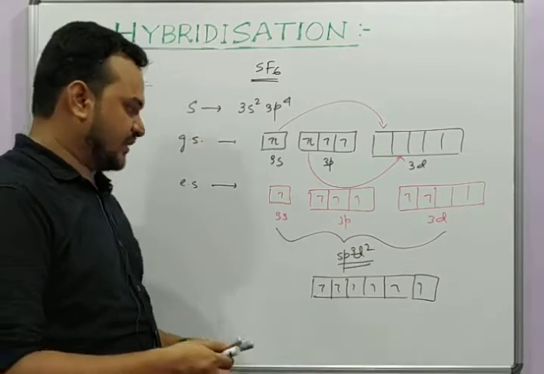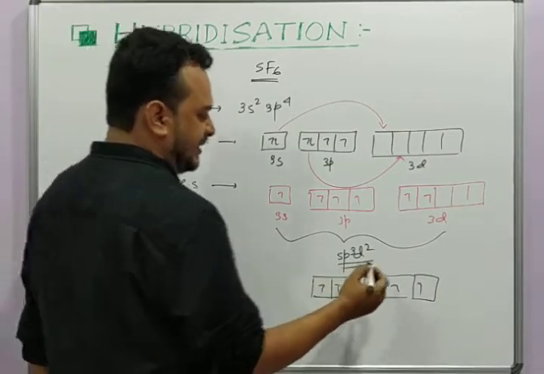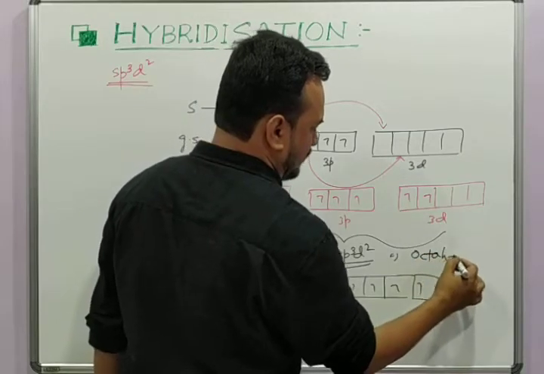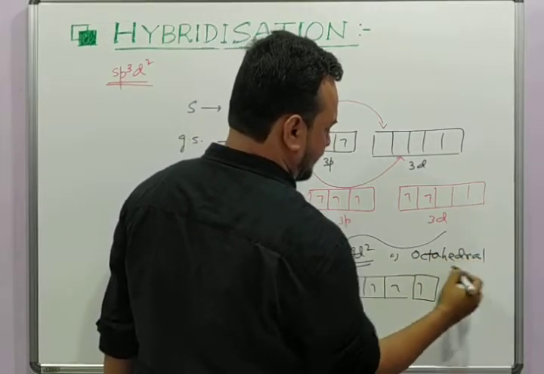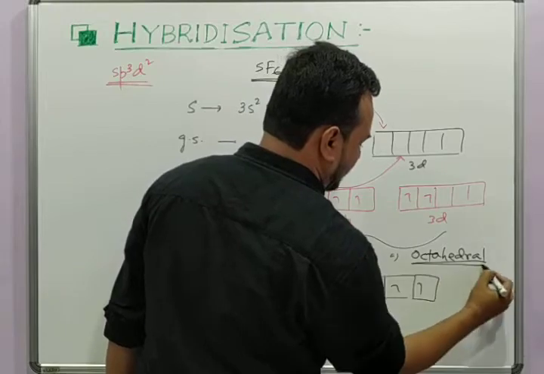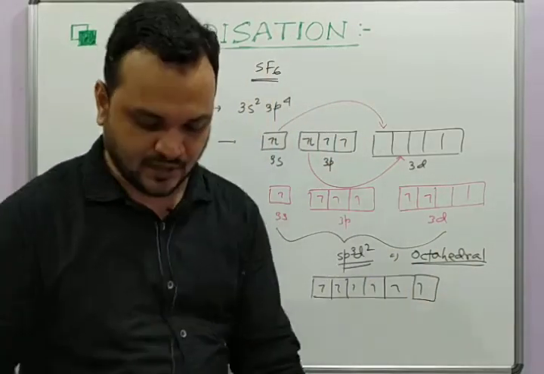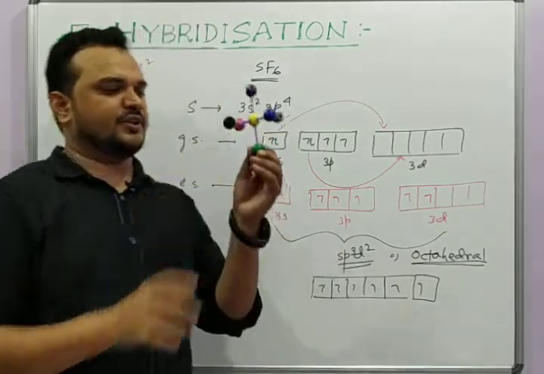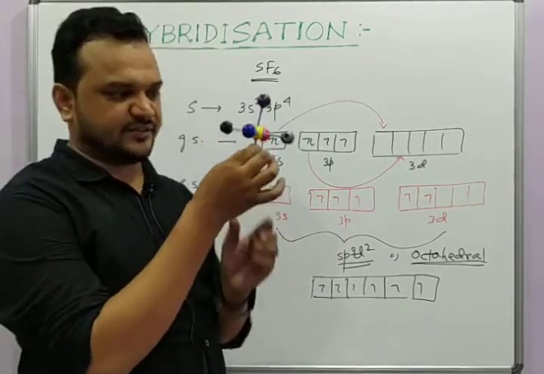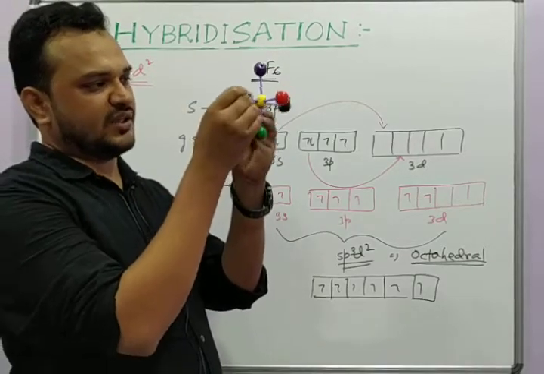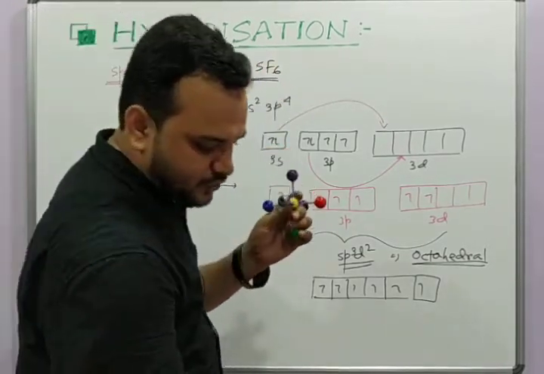Okay, now what will be the geometry of sp3d2? It is octahedral. This geometry, or the name, is very funny. You know why? This geometry is known as octahedral. Okay, the SF6 molecule looks like this. All these 6 are fluorine, and the central yellow atom is the sulfur. So I am drawing it.